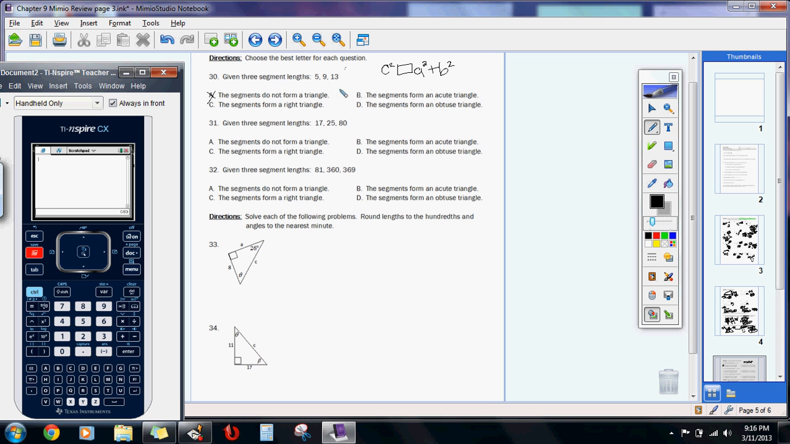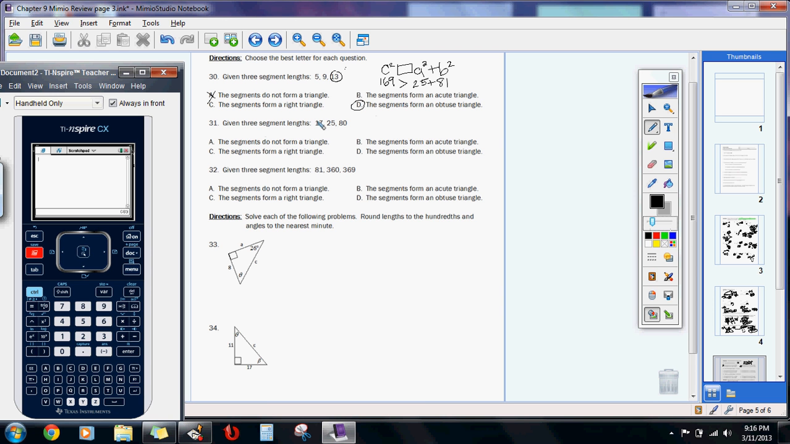So doing that for this problem, 13 squared is actually 169. And then we're going to compare that to the sum of the squares of 5 and 9. So that's 25 plus 81, and I think you can quickly see here that 169 is going to be greater than those, so since it's greater than, this is going to be an obtuse triangle.